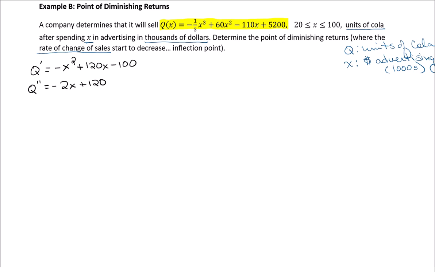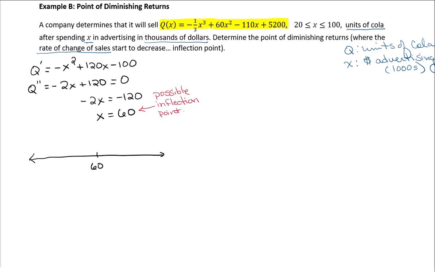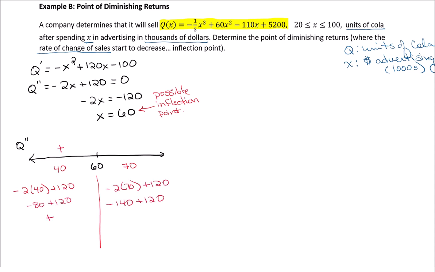So to find the inflection point, if there is one, we set it equal to 0. When we solve, we would get an x of 60. This is only a possible inflection point. In order for it to be an inflection point, remember the signs of the second derivative have to be different on both sides. So let's choose some test values, perhaps 40 and 70. Plug them into our second derivative and find the signs.